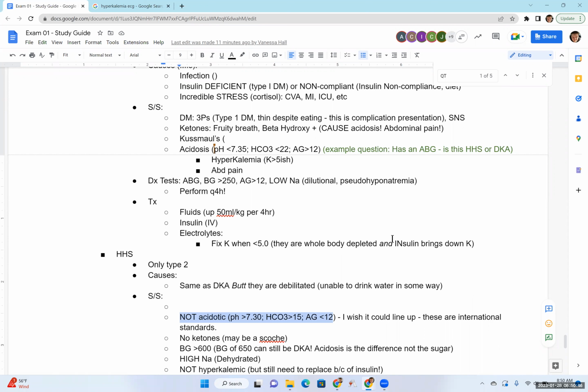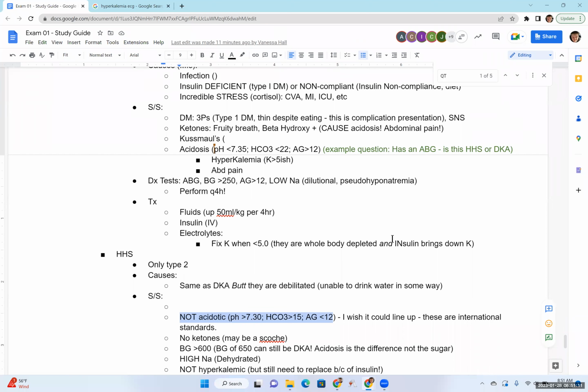You expect the CO2 to be what? I'll make it obvious. It'll probably be low. Why is it low? Because they're breathing fast, right? When you breathe fast, you blow off CO2, right? So that's the ABG example. You have to select the correct ABG for DKA, and the correct ABG for HHS, right?